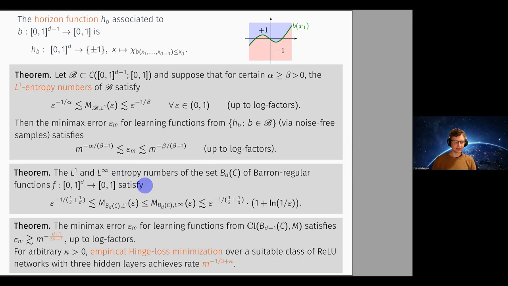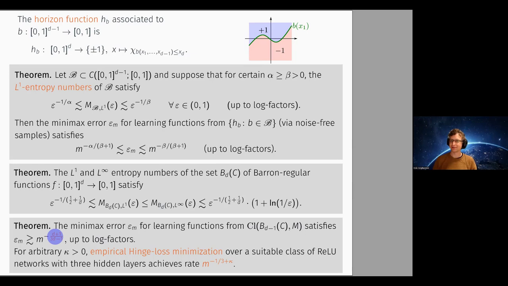And so this exactly the bound is just for learning the horizon functions. But of course, if you have a general classification function with boundary from the class B, this is a strict superset of the class of horizon functions. So this means if you want to learn such general sets which have Barron regular boundary, you get this lower bound for learning them. So you will never be able to do better than this. And what you should note here is that this quantity here, if D is very large, scales essentially like m to the minus 1 over 3. So it's exactly in the middle between our lower bound of m to the minus 1 half that we had and the upper bound of m to the minus 1 over 4 that we had.